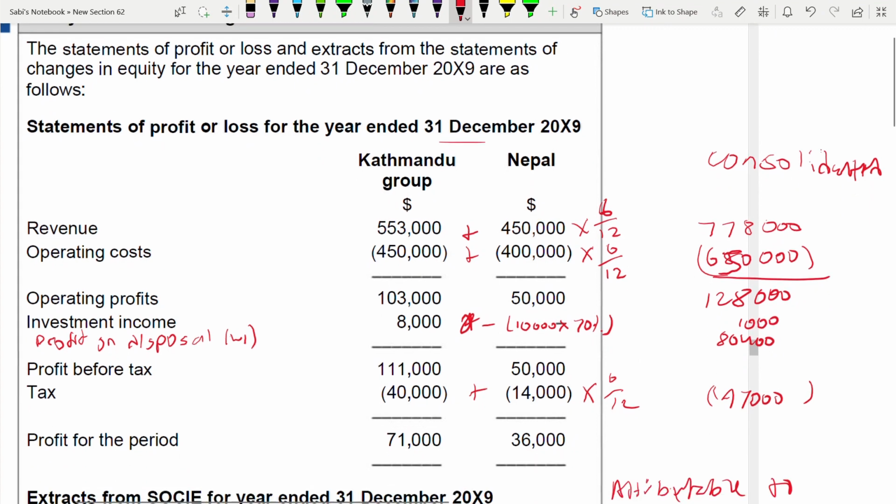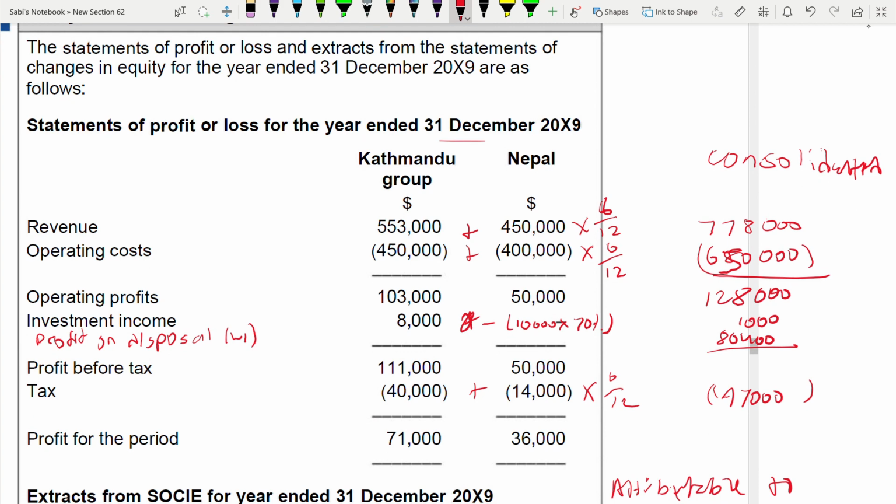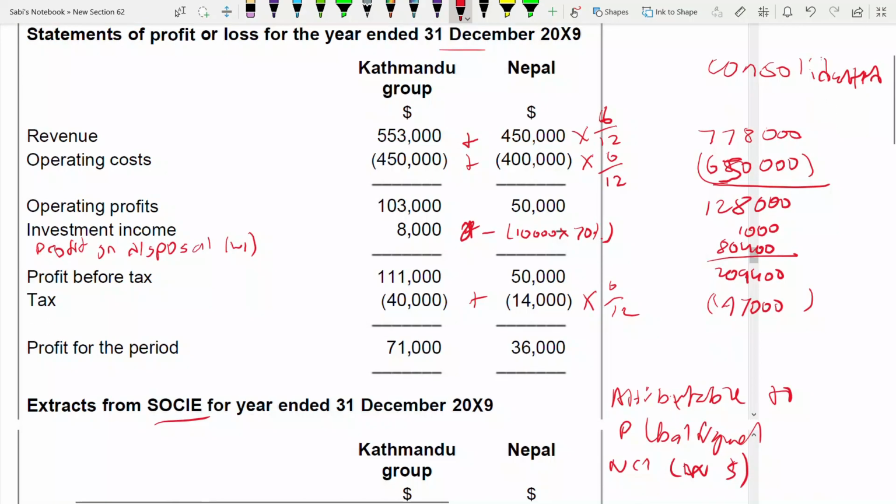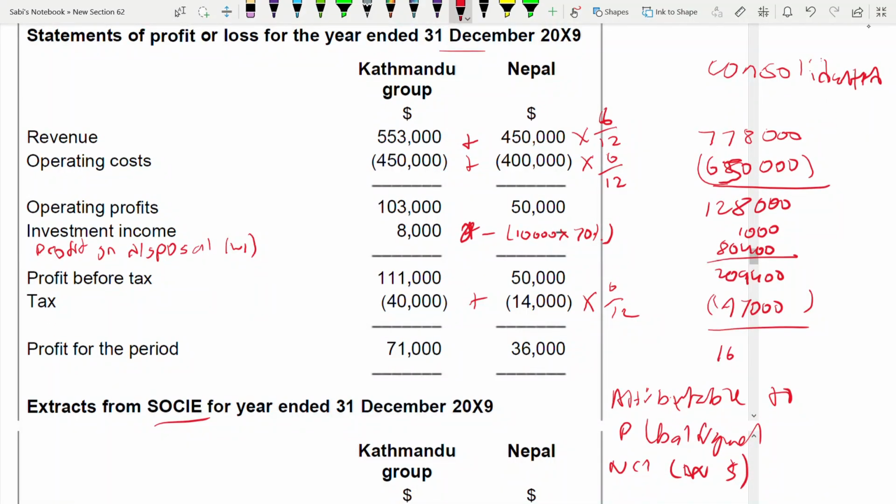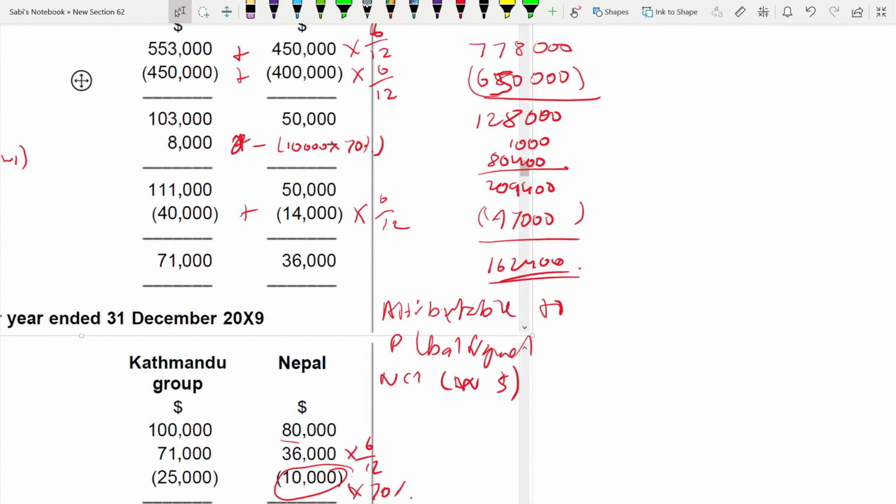So now profit before tax will be 209,400. Please check yourself, are you getting this figure? Don't just blindly follow me, you need to get this answer. The answers are there even in the textbook, you will get it behind. So profit for the period will be 162,400. Of this 162,400, we have already done profit attributable to NCI, which is 5,400. So the balance out of this 162,400, 5,400 goes here. Balance will be 157,000, which is for the equity holders.